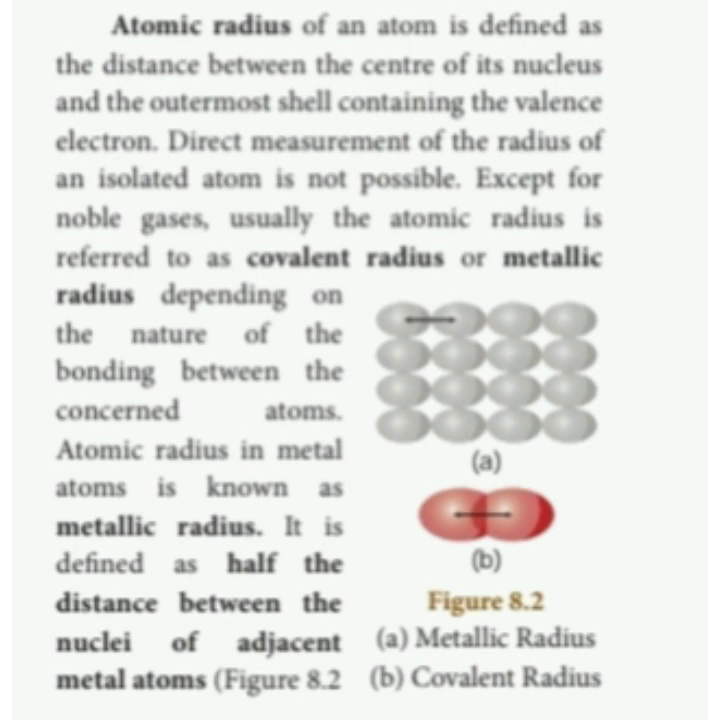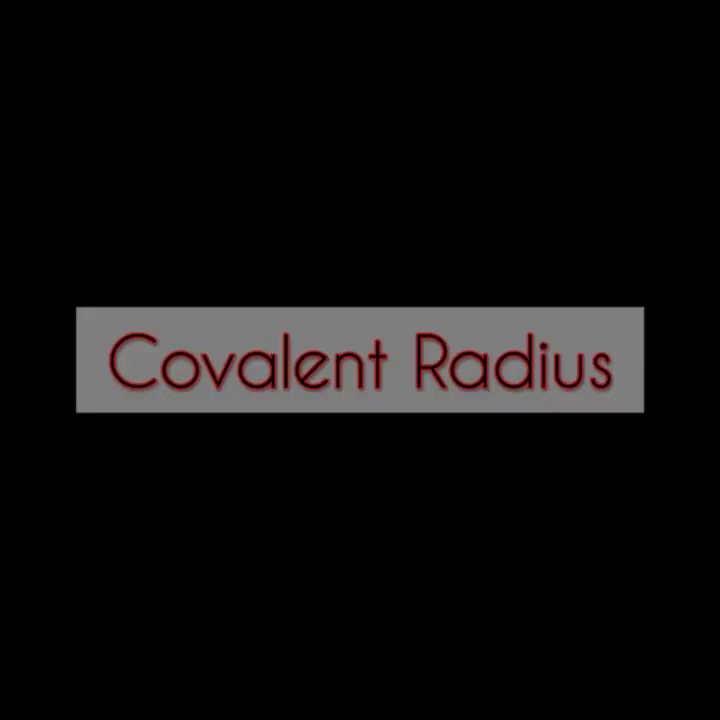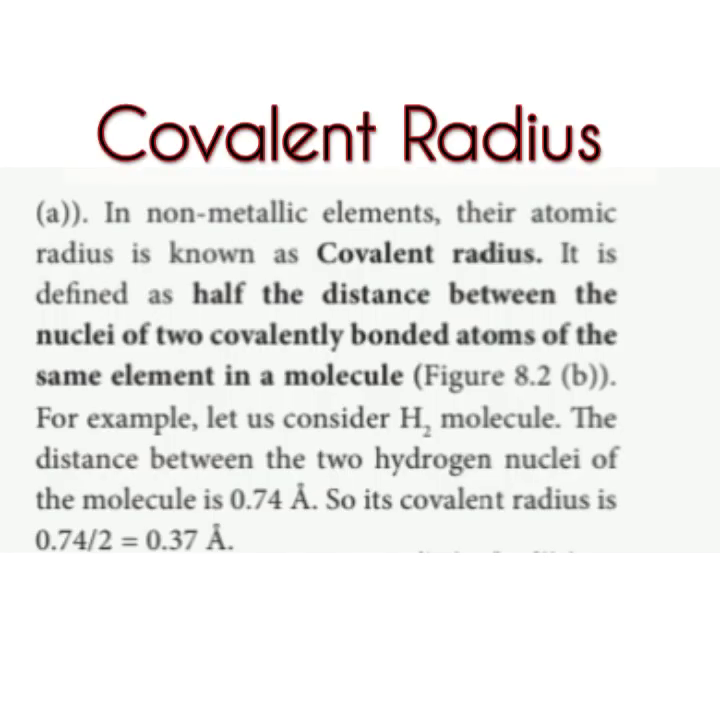So the distance between the center of the nucleus and the outermost electron present in an atom is called the atomic radius. If we take an example of a metal, we call it the metallic radius. Metallic radius is also defined as half the distance between the nuclei of adjacent metal atoms. So the atomic radius definition is very, very important. It is a 2 mark question.